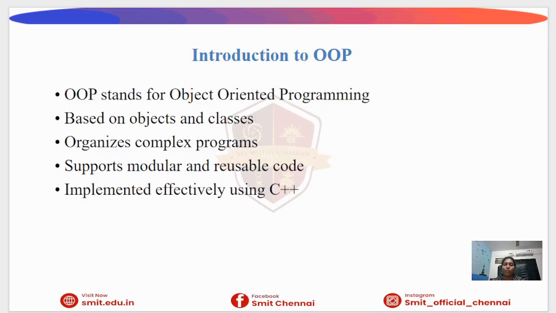Today, we are going to discuss object-oriented programming, commonly called OOP, using C++. OOP is a programming paradigm that focuses on objects rather than functions. In real life, everything around us is an object: a car, a student, a mobile phone. Similarly, in OOP, we model real-world entities as objects. C++ strongly supports OOP concepts, which help us organize complex programs, improve code reusability, increase security, and make programs easier to maintain.